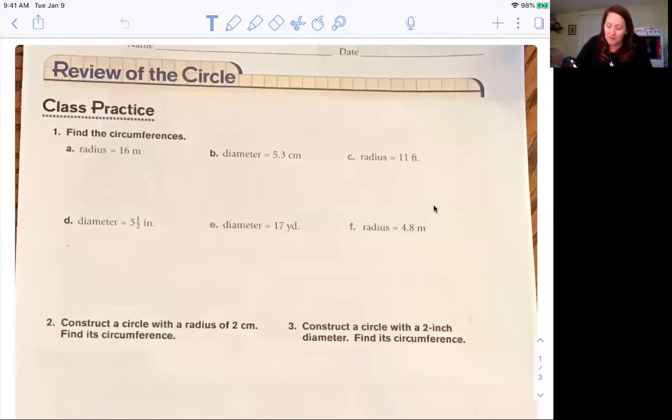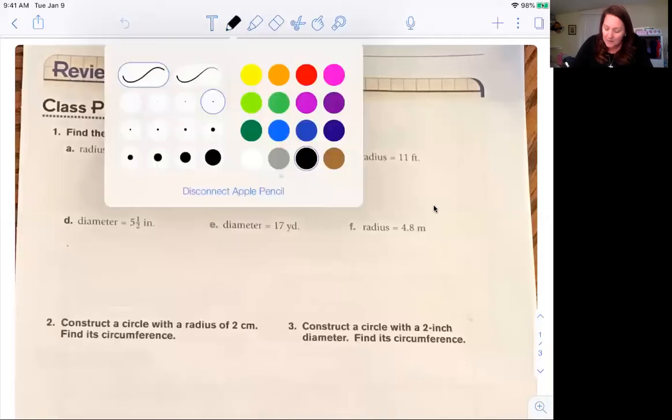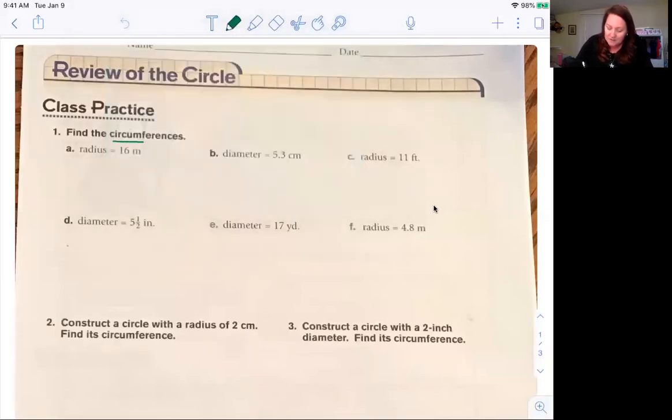Remember, the circumference of a circle, and I'm going to go ahead and write that in here. The circumference of a circle is the distance around a circle. And if you want to, you can go ahead and write that down. It's kind of like the perimeter of the circle, but we don't call it perimeter, we call it circumference. So remember, when you do this, there are 2 formulas you can use to find circumference. And they both will give you the same exact answer, okay?